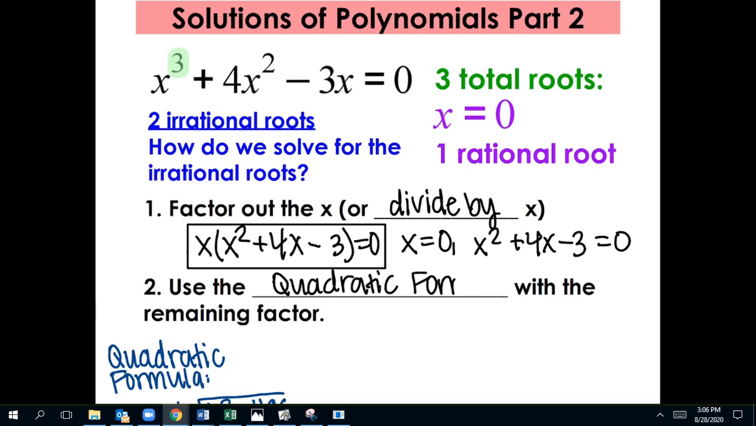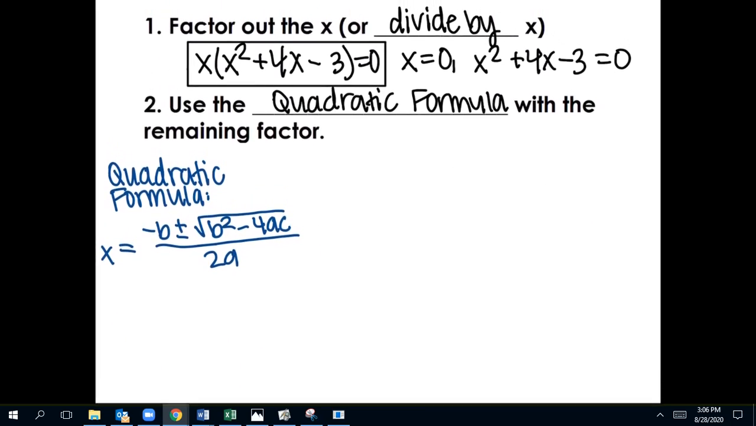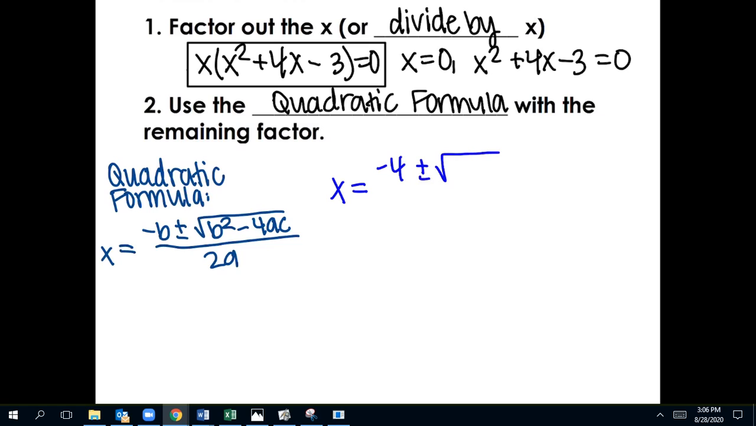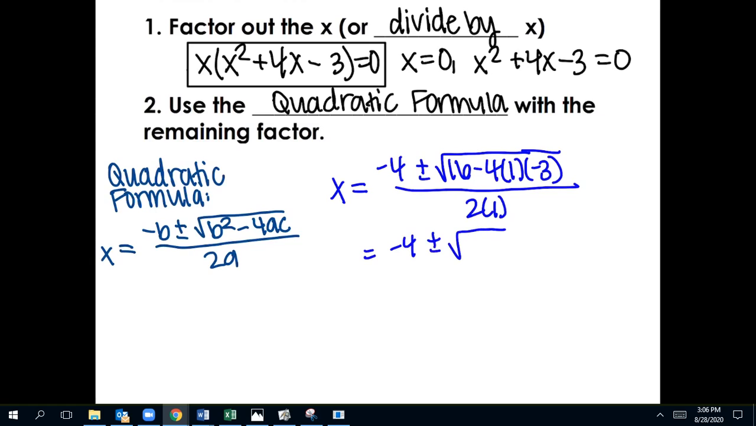formula. Yay. And so here's a little reminder of what that is. If you don't know it, go ahead and add it to your notes. If you do, then great. So x equals -b, so we have -4 plus or minus square root b squared minus 4ac all over 2a. And so I'm just going to work through this pretty quickly here. Feel free to pause at any time. 16 plus 12 is 28. I'm going to go ahead and write square root 28 all over 2.